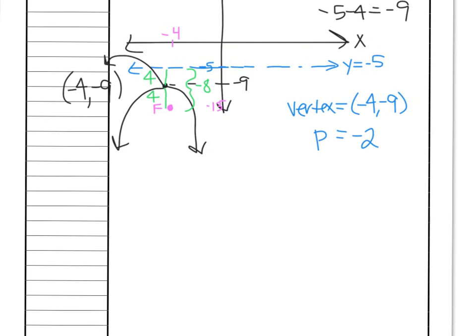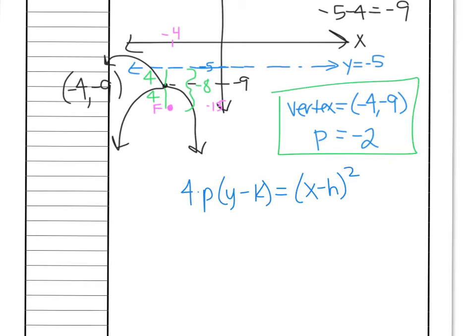All right, let's see if you have it memorized. So the equation is 4 times p, parentheses, y minus k, equals, parentheses, x minus h squared. Okay, so now we have the information that we need to plug it in.